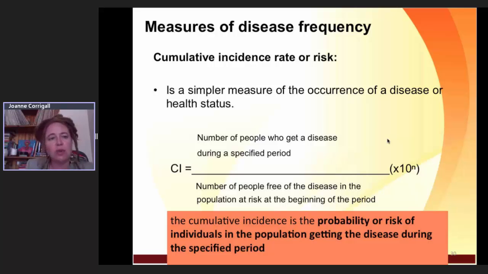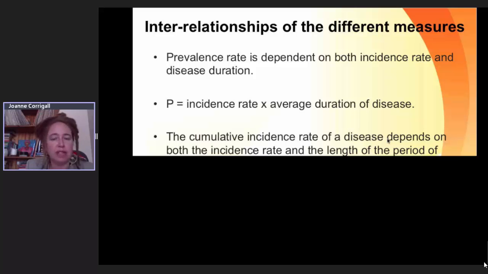And then just to mention, of course, there's an interrelationship between these different measures. So prevalence rate is dependent on the incidence rate, because obviously the greater the number of new cases, the higher your prevalence is going to be. And it's also affected, as I said earlier, by disease duration. And the cumulative incidence rate of a disease depends on both the incidence rate and the length of the period of interest. And prevalence will obviously equal incidence times the duration of the disease.